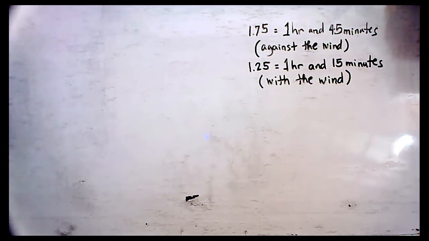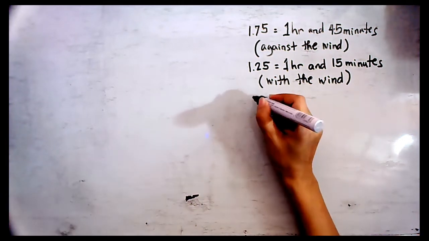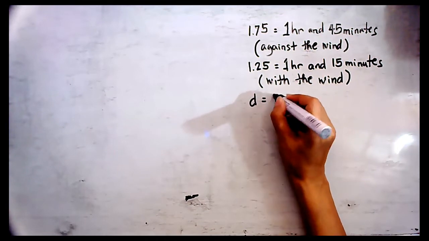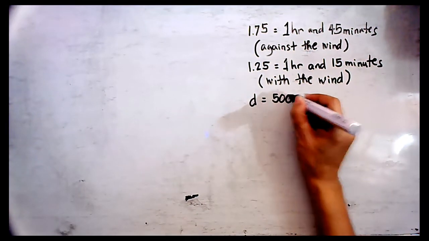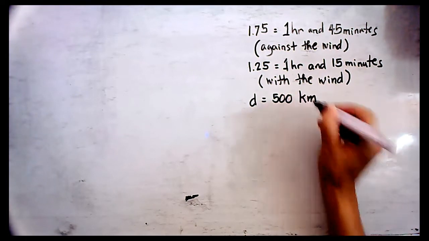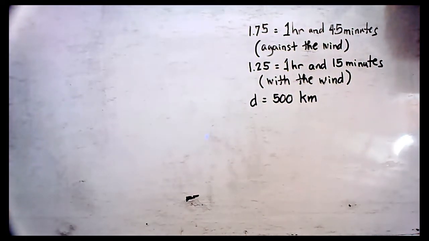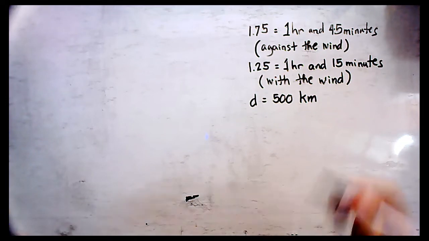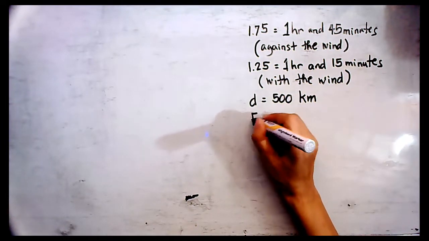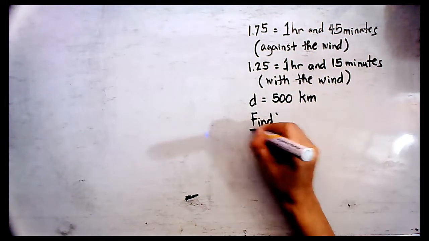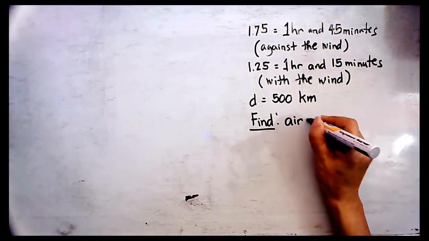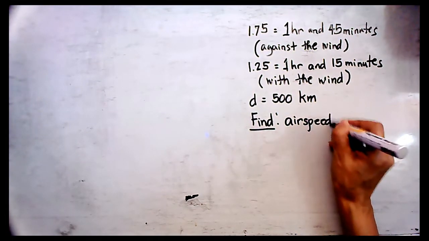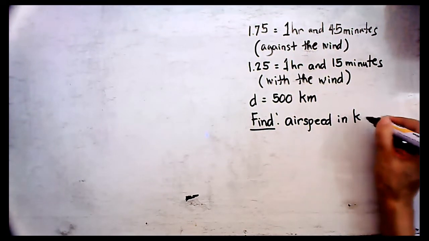So the question here is, okay, the distance that will be covered is about 500 kilometers according to the problem. And the same distance will be covered, okay, back and forth, so against the wind and with the wind direction. So the question here is, we are going to find the air speed in kilometers per hour.